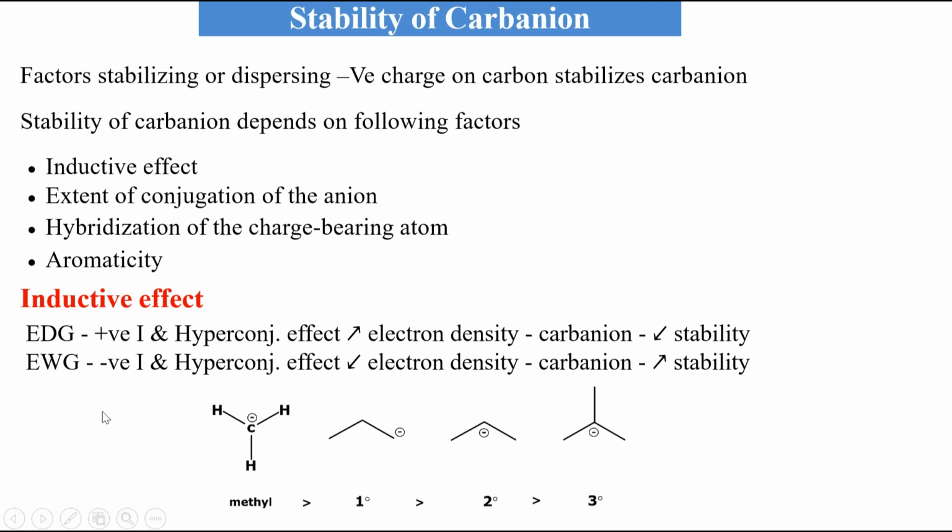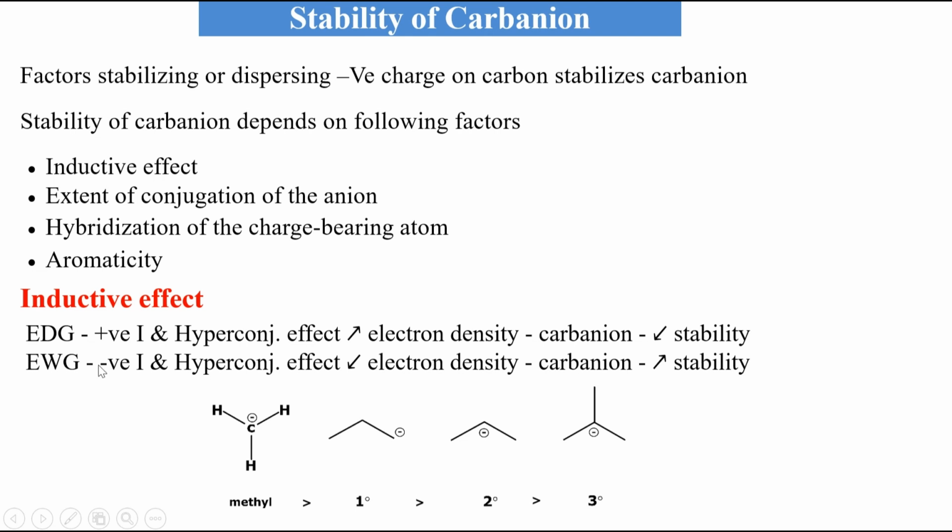If we look at the inductive effect, when an electron donating group is present adjacent to the carbanion, because of the positive inductive effect and the hyperconjugative effect, it donates electrons to the carbanion. Carbanions are already electron rich, and hence it becomes much more electron rich because of the donation of electrons by the electron donating group. As it becomes more electron rich, it becomes more unstable. Thus, it decreases the stability.